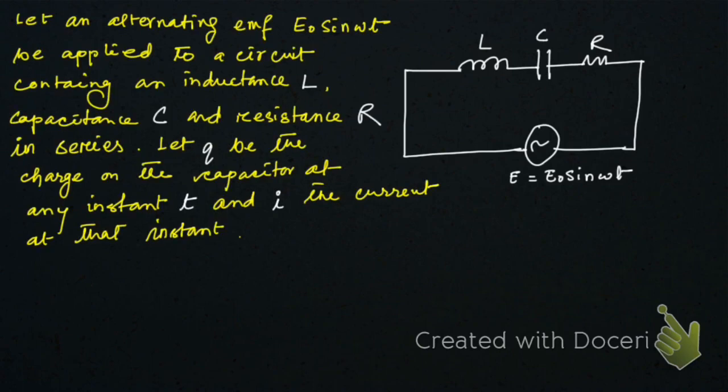So I have written what I have considered here. This is the inductance L of the inductor, capacitance C of the capacitor, and we have also considered Q, the charge on the capacitor at an instant t, and at the same instant I is the current in the circuit.